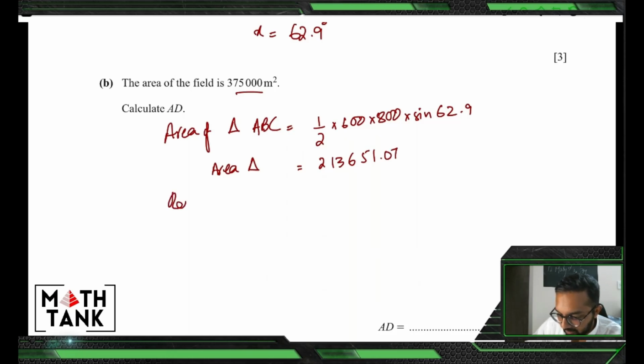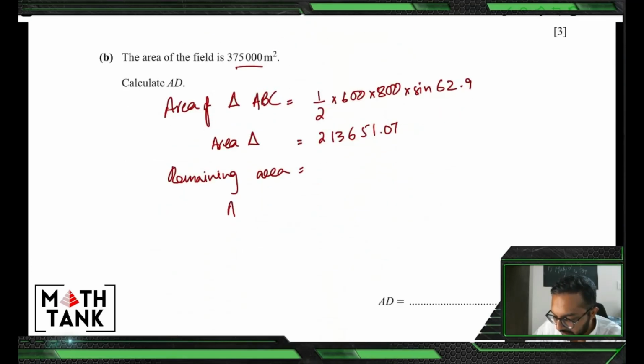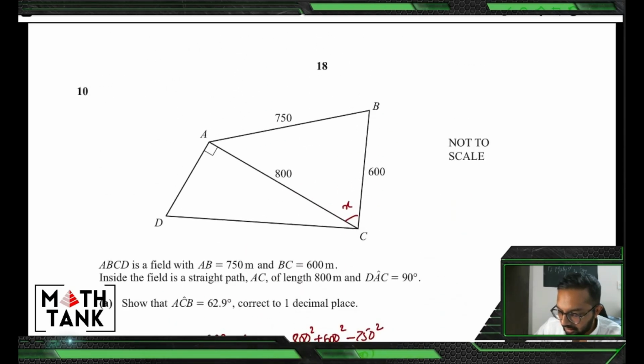Okay, so what's the remaining area? The remaining area is basically the area of the other triangle, ACD. So ACD is therefore 375,000 minus 213,651. What's 375,000 minus 213,651? 161,349.